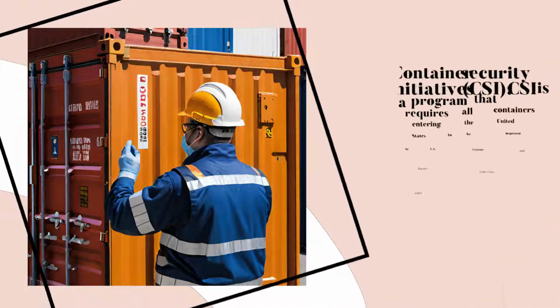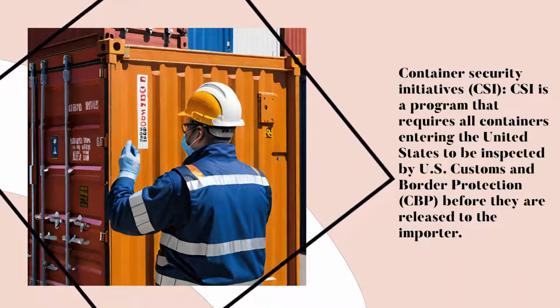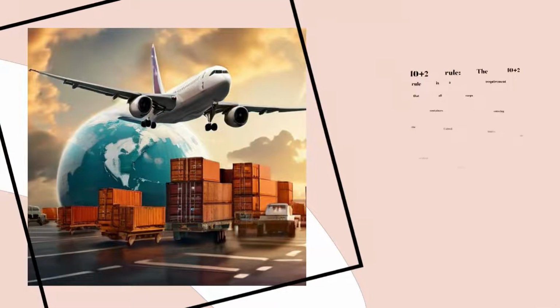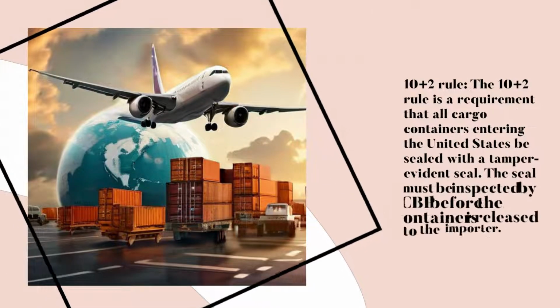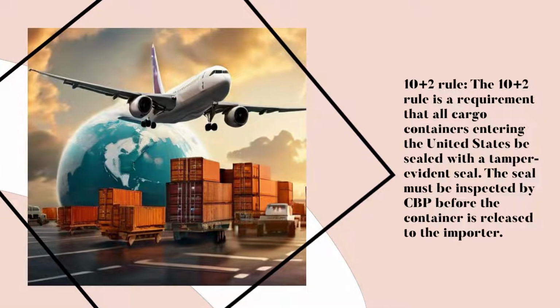Container Security Initiatives, CSI. CSI is a program that requires all containers entering the United States to be inspected by U.S. Customs and Border Protection, CBP, before they are released to the importer. 10+2 Rule. The 10+2 rule is a requirement that all cargo containers entering the United States be sealed with a tamper-evident seal. The seal must be inspected by CBP before the container is released to the importer.